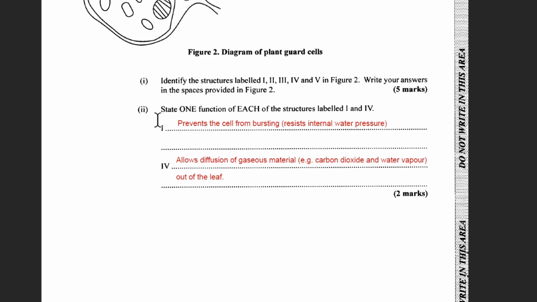The next question is to state one function of each of the structures labeled 1 and 4. Well, 1 is the cellulose cell wall, and that prevents the cell from bursting. It basically resists any internal water pressure. As you know, when water flows into the cell, the cytoplasm expands and the cell is liable to burst. This cell wall prevents that from happening. And 4 is the stoma, and that allows the diffusion of gaseous materials, for example, carbon dioxide and water out of the leaf. It also allows some intake of oxygen and also lets out oxygen during photosynthesis. Anything like that would work. It's just 1 mark each.